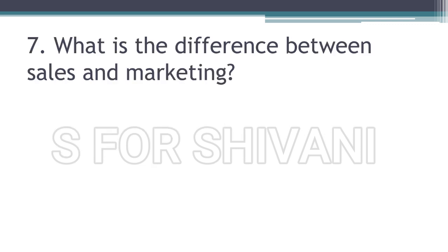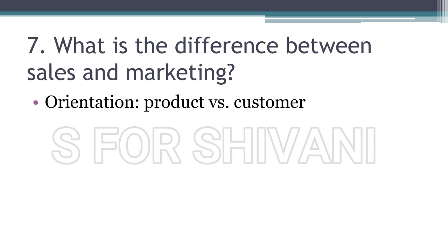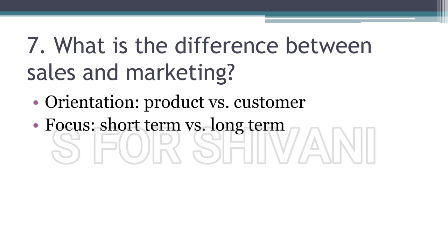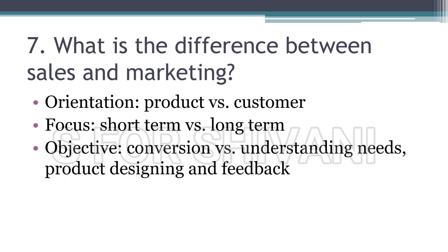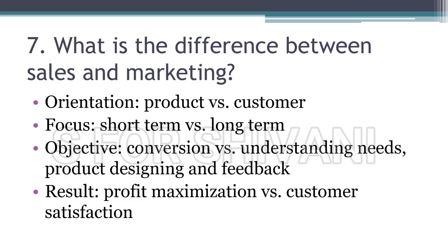Question 7. What is the difference between sales and marketing? A very important one, very basic one. You should know the orientation. So basically sales is very product oriented, marketing is customer oriented. Sales has a short term focus of immediate conversion, whereas marketing has a long term objective of building a positive customer opinion about the product or the company.